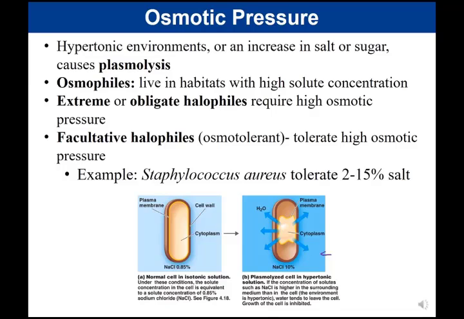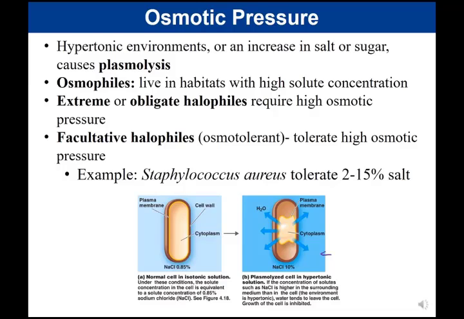Other organisms are facultative halophiles. Just like we can have facultative anaerobes that grow with or without O2, a facultative halophile can grow with higher osmotic pressures, so higher solute concentrations, or without it. We also call these organisms osmotolerant. Osmotolerant means that they tolerate high osmotic pressure. They don't require it, but they can grow in the presence of high solute.